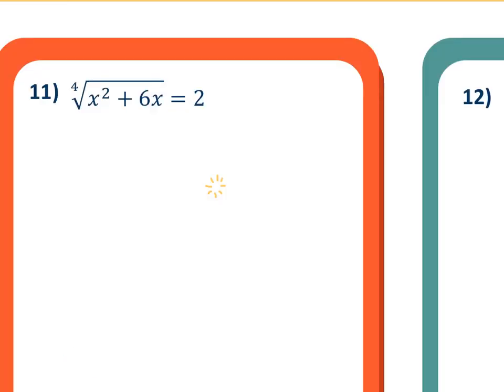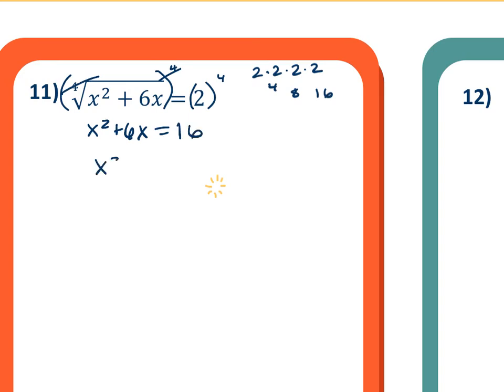All right, for number 11, now we're taking the 4th root of it. So to get rid of a 4th, we're going to raise it to the 4th power. So these cancel and I get x squared plus 6x equals 2 to the 4th. 2 times 2 times 2, 4, 8, 16. Get everything to one side.